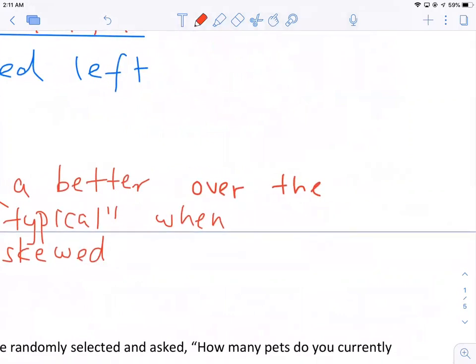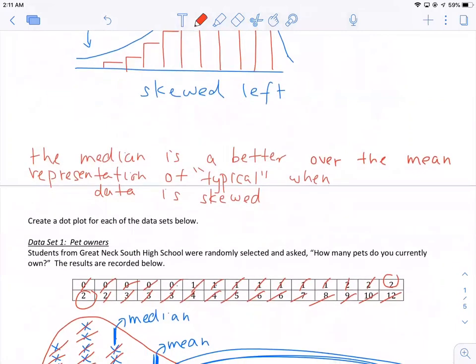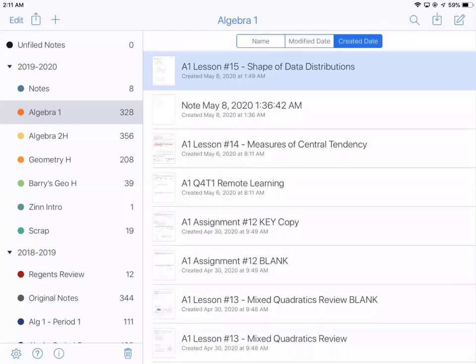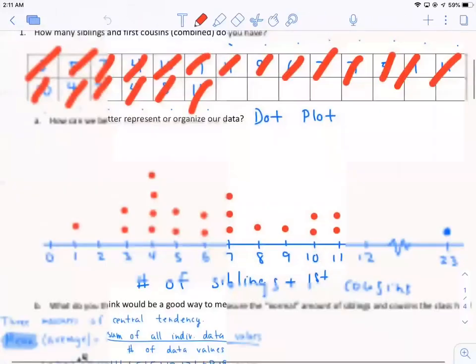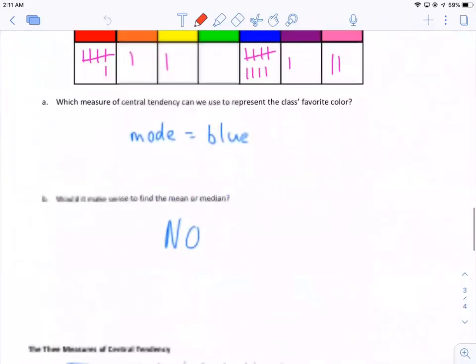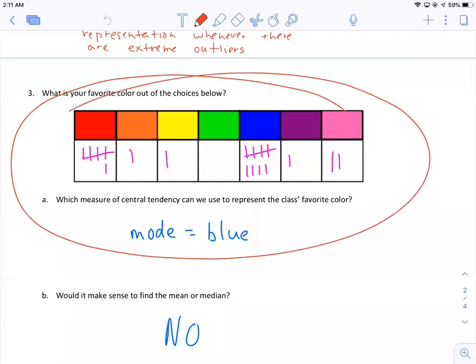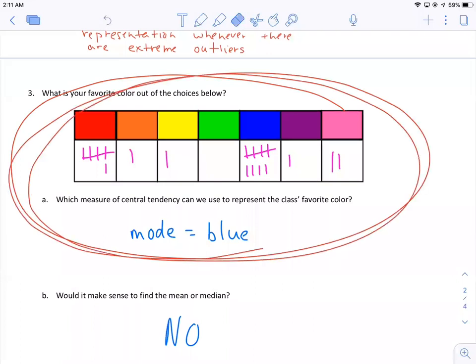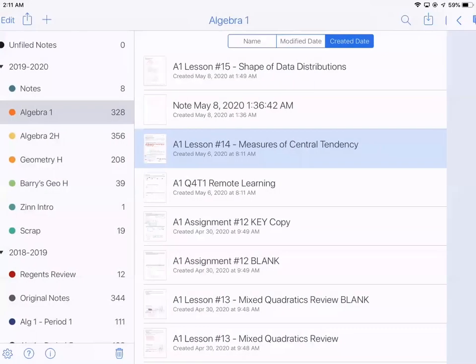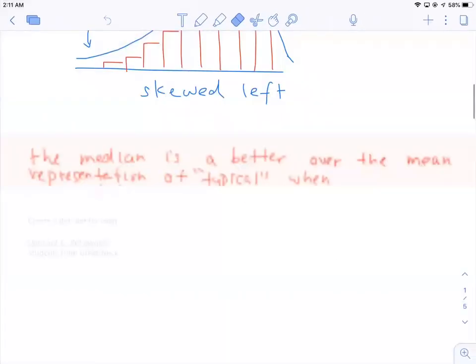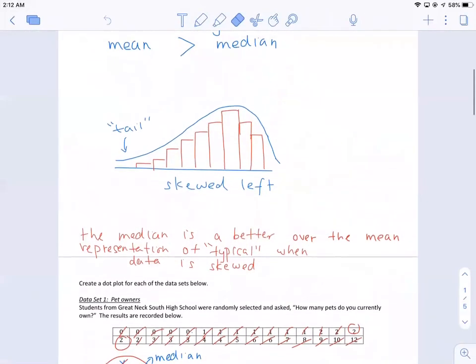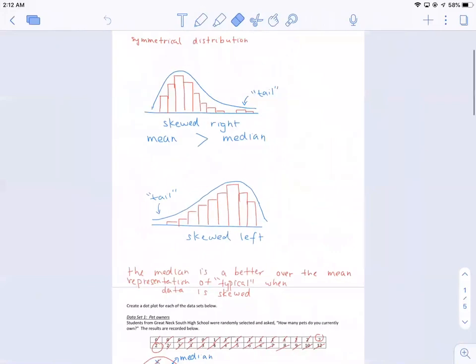Right, we really don't use mode too often. The only real situation where we use the mode to represent what's typical is, if we go back to the first day, when we have something where you can't really analyze it quantitatively. Like, what's your favorite color? You can't say, oh, it's an average of orange and purple.